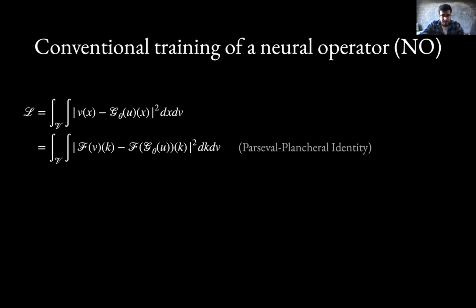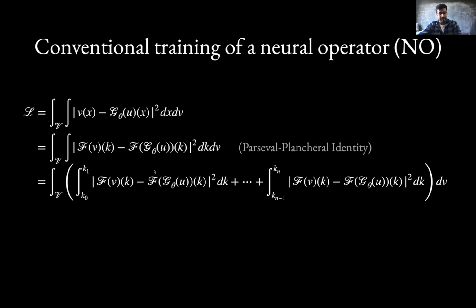And by Parseval-Plancherel identity, we could represent the same loss function in the frequency domain. Here you can see the dx is changed to dk corresponding to the frequency. So instead of the integral over the spatial domain, we have the integral over the frequency domain. And we can split this integral into subdomains in the frequency domain, where k0 is less than k1 is less than k2 up to kn for a sufficiently large n.